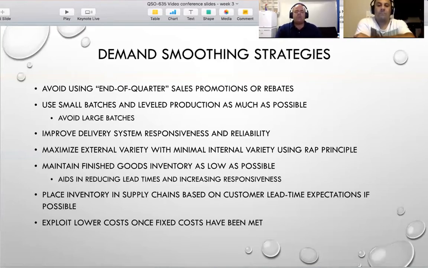So that's why I say use small batches and level production as much as possible. And that's very important if you're going to use demand leveling tactics. Okay. And Amazon's very, very good at that.